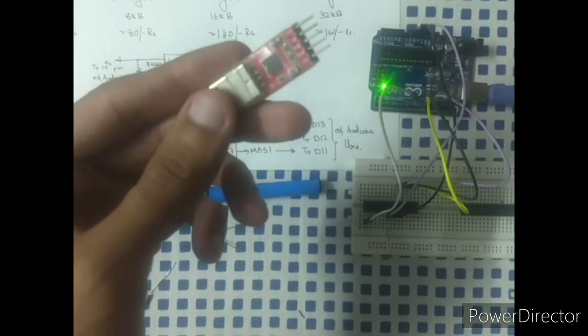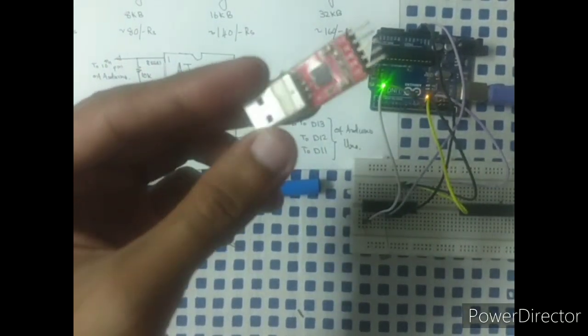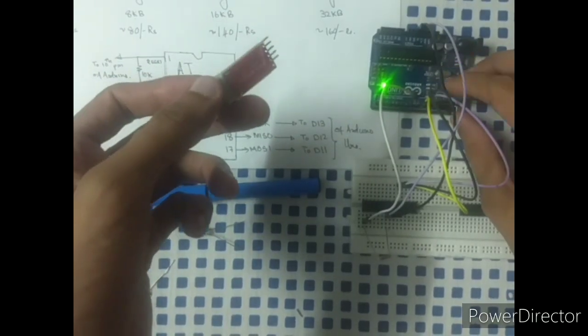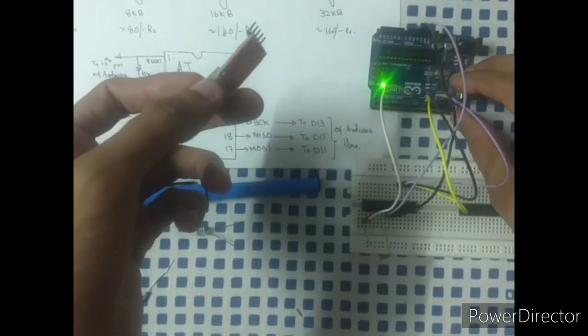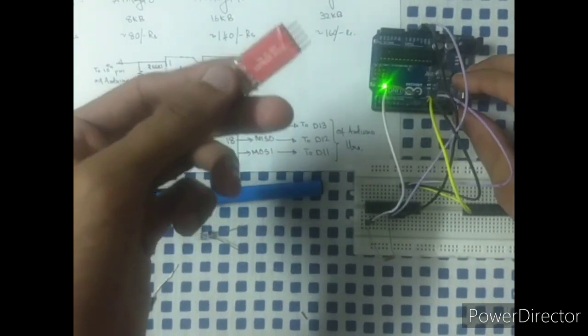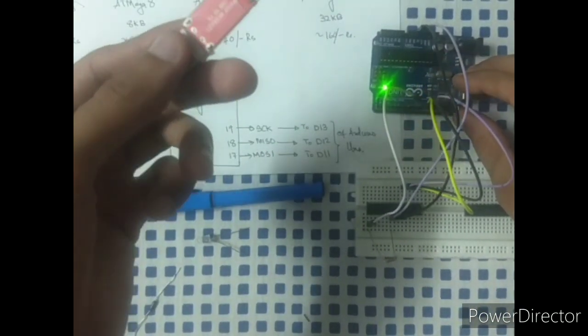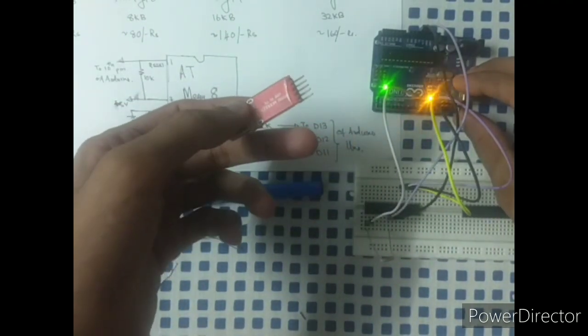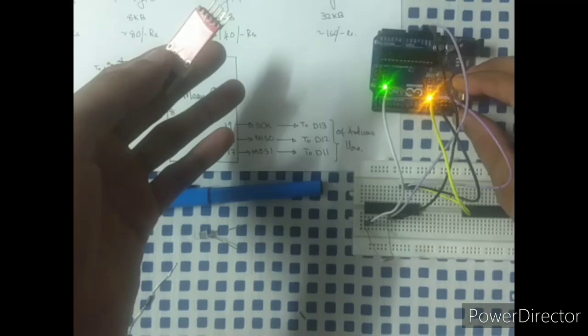Since this particular module does not have DTR, I'll be forced to use the USB to serial converter available on board with the Arduino Uno. So for that I will just remove the ATmega 328P and make the connections. Only 3 wires we have to connect.